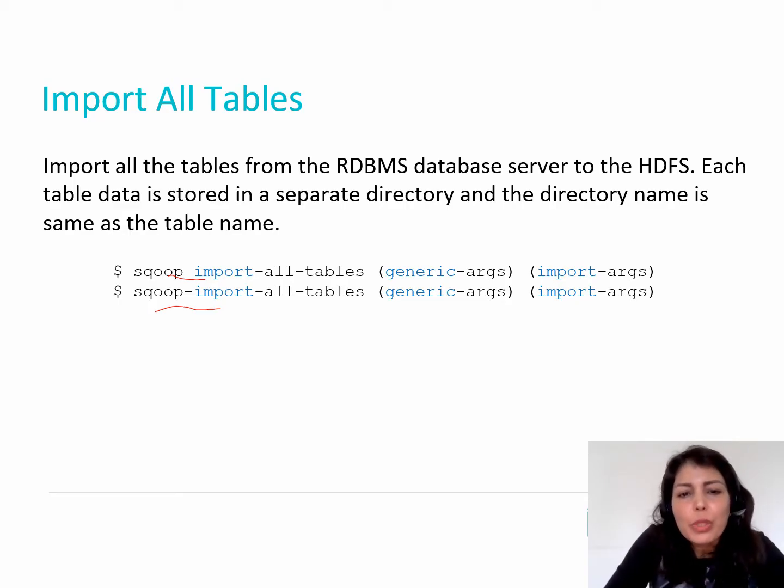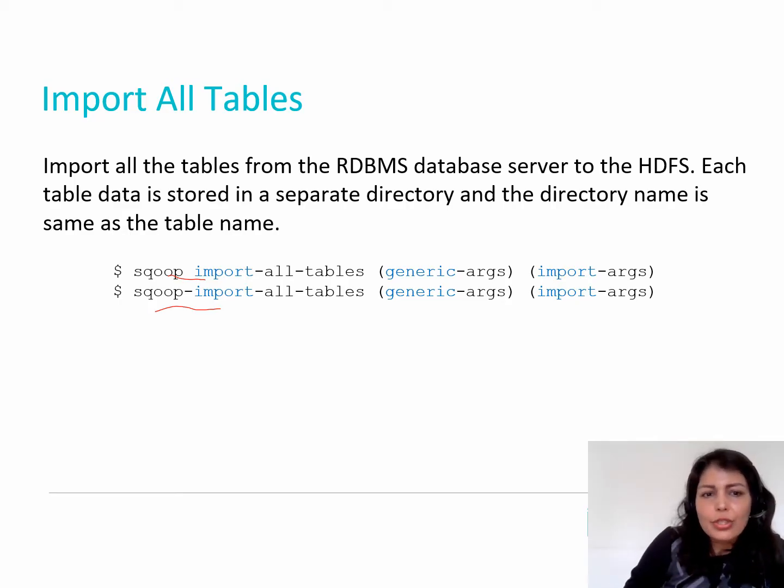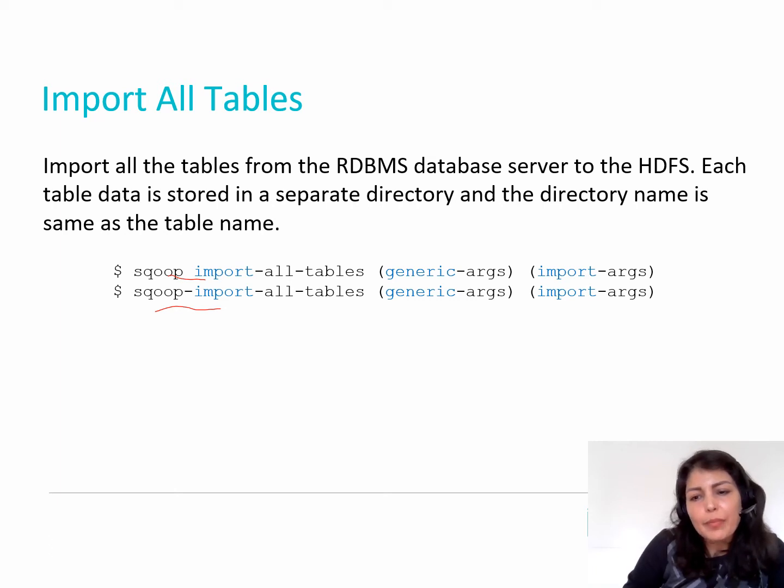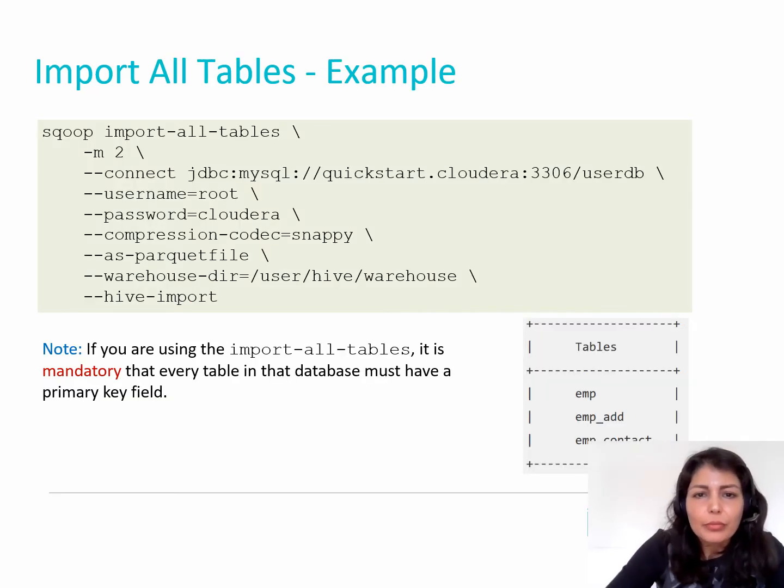Through Sqoop import all tables, we can import all the tables of a database from an RDBMS, a traditional database, to HDFS. What is really important is that each table's data will be stored in a separate directory, and the directory name is the same as the table name. So if you want to access them in HDFS, you should know they have different directories. Let's see an example.